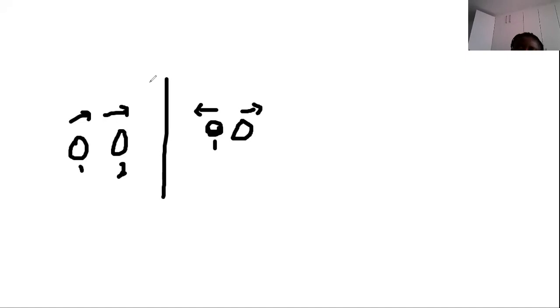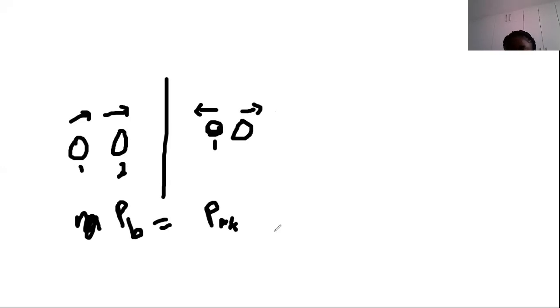If this system is a closed system, then the momentum before the interaction is equal to the momentum after the interaction. So if I calculate the momentum after the interaction and the momentum before the interaction, they should be the same. The change in momentum is going to be equal to 0 because it's happening in a closed system.